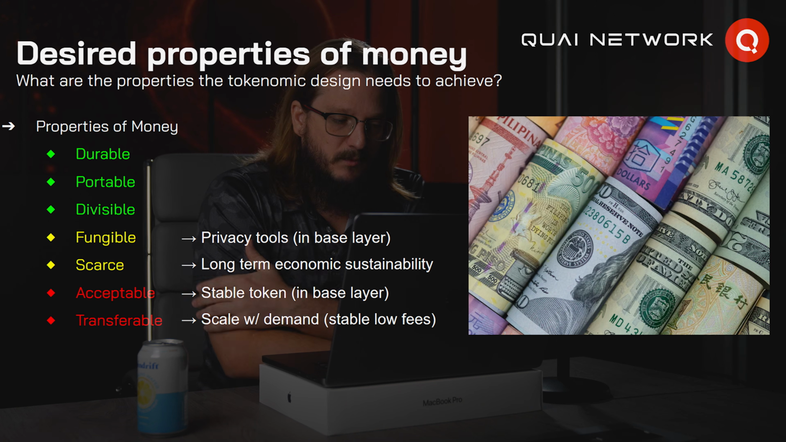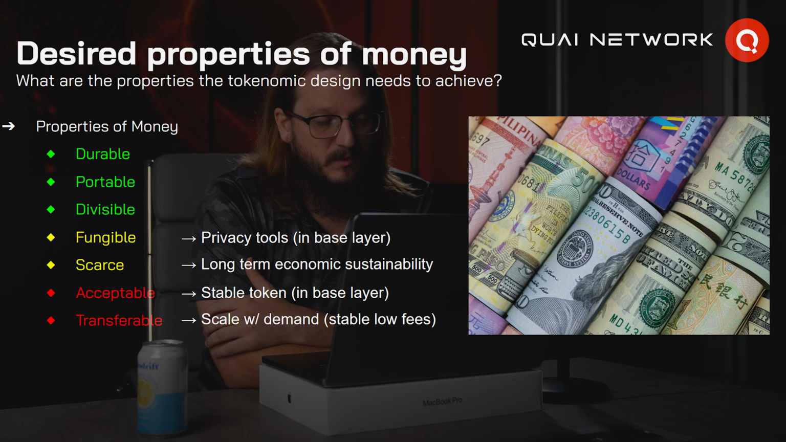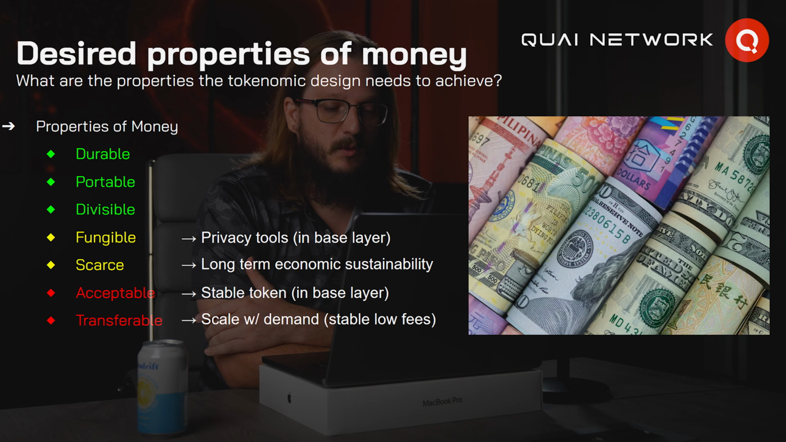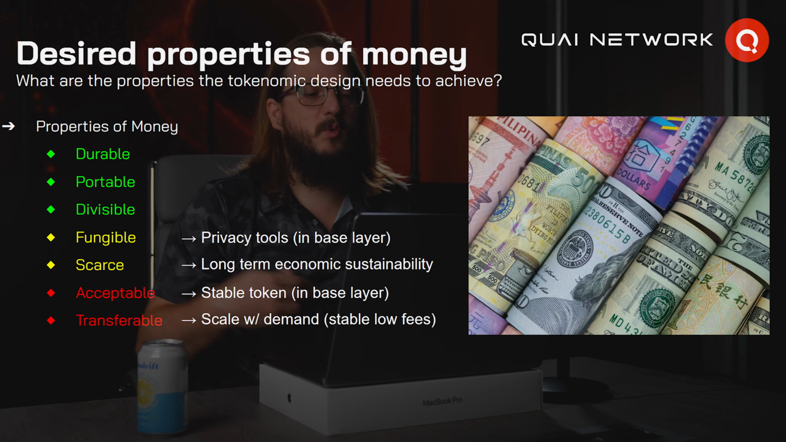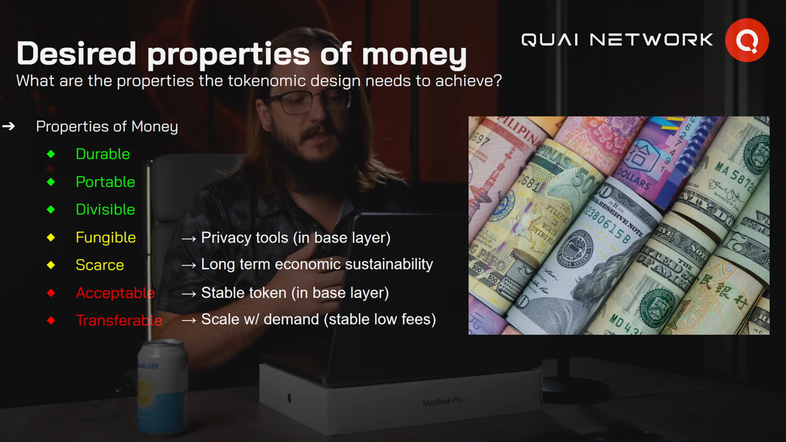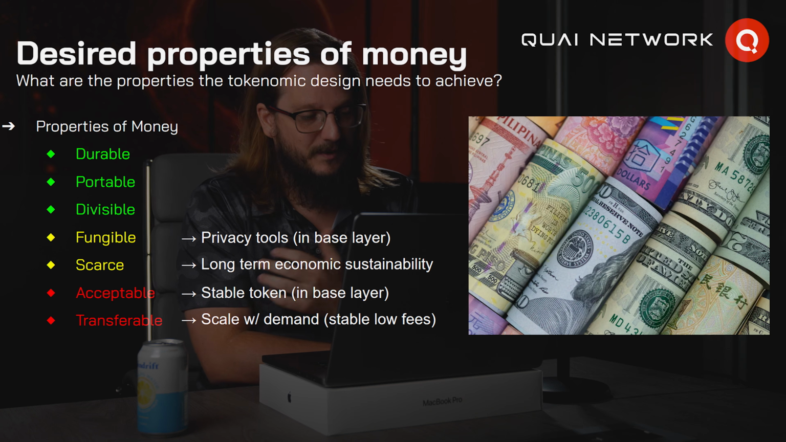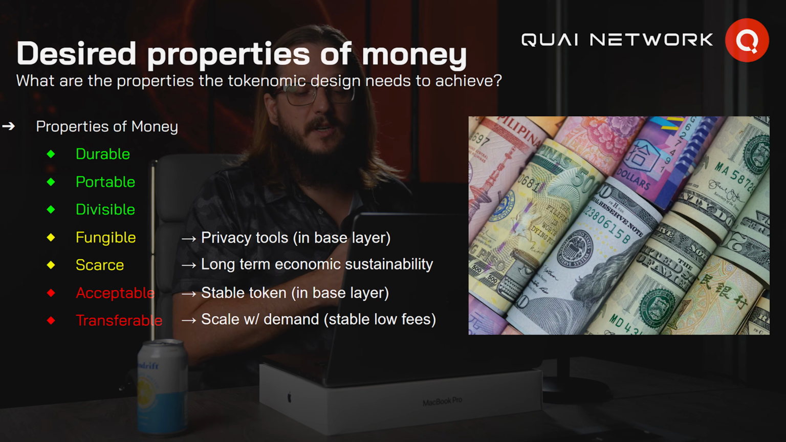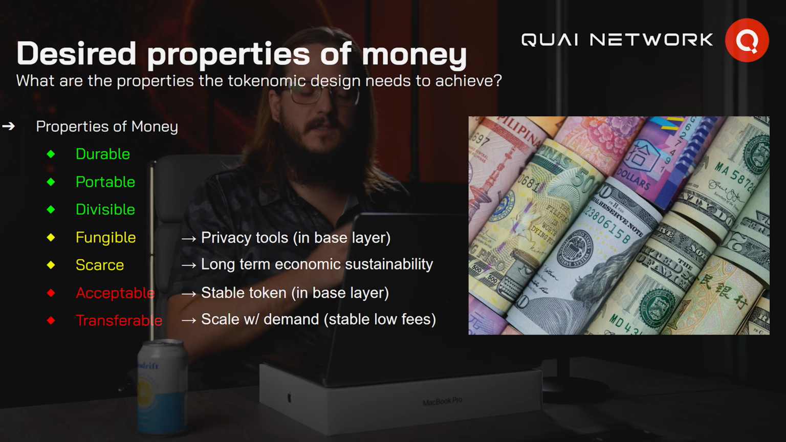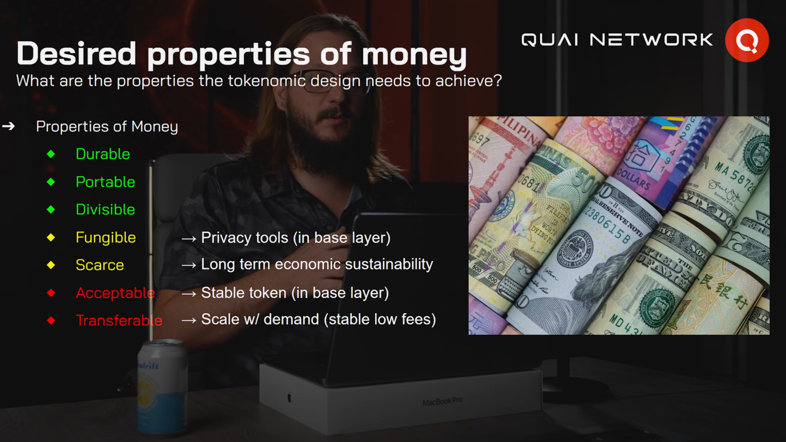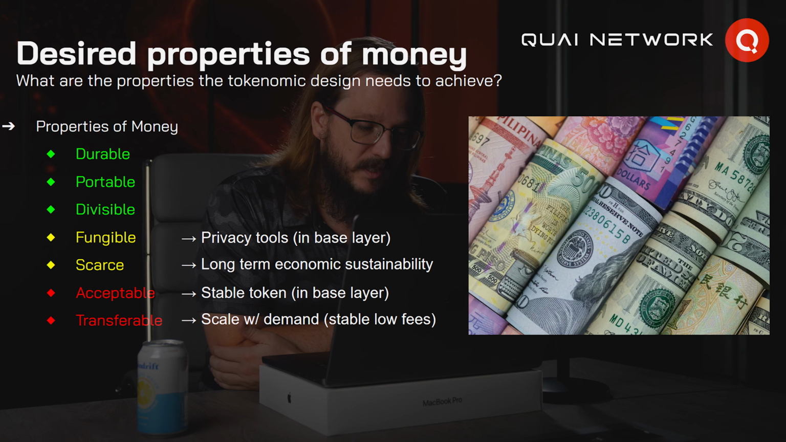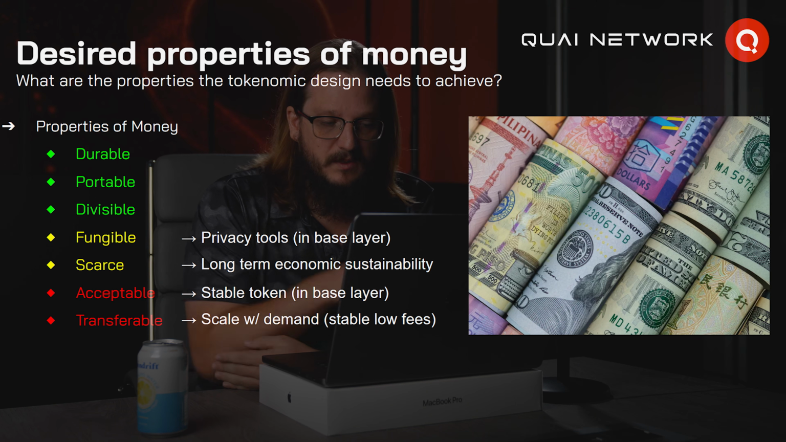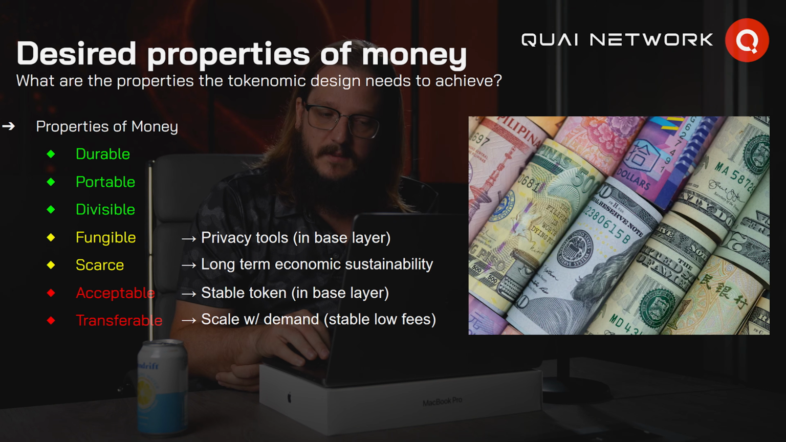And then the last thing that systems suffer from right now is transferability. So can you scale with demand while still maintaining stable and low fees? These are the problems that we still need to answer. Obviously we've done a ton of work on scaling, and with scaling you can generate a lot more of a fee base, which means you're starting to answer the scarcity issue of how do we get long-term economic sustainability. But to function as money, we still need to answer all of these problems, and that's part of what this presentation is.